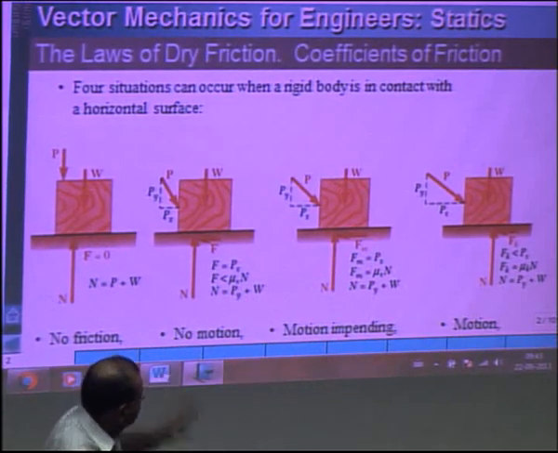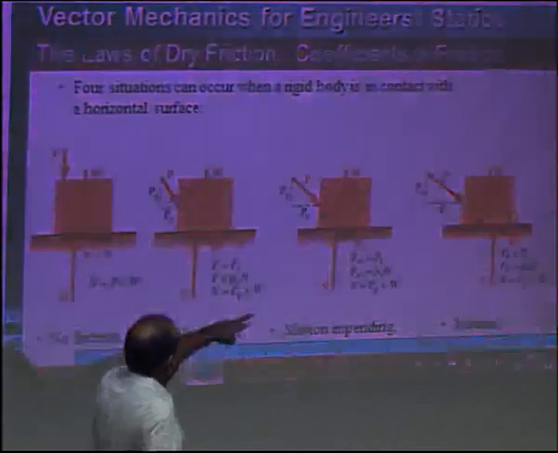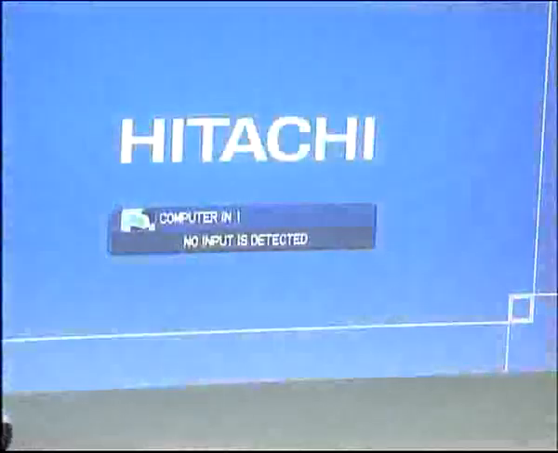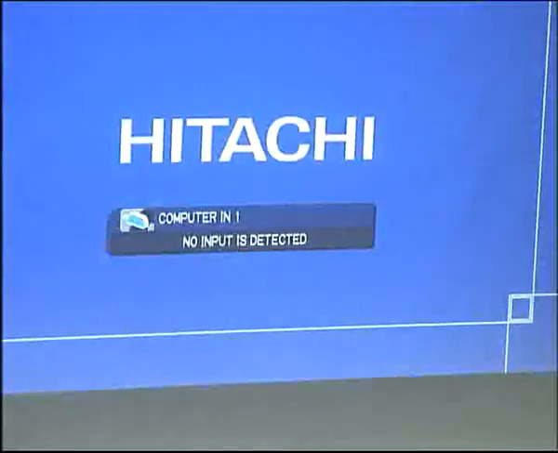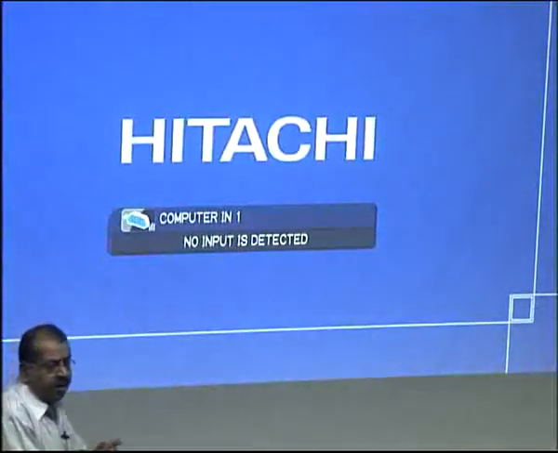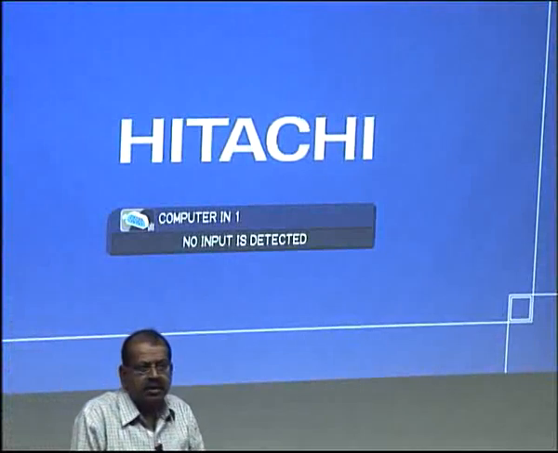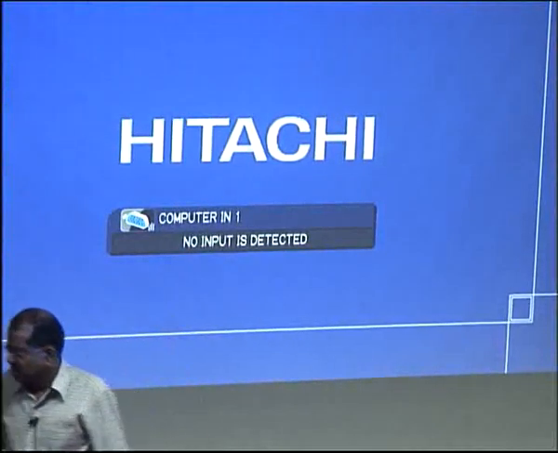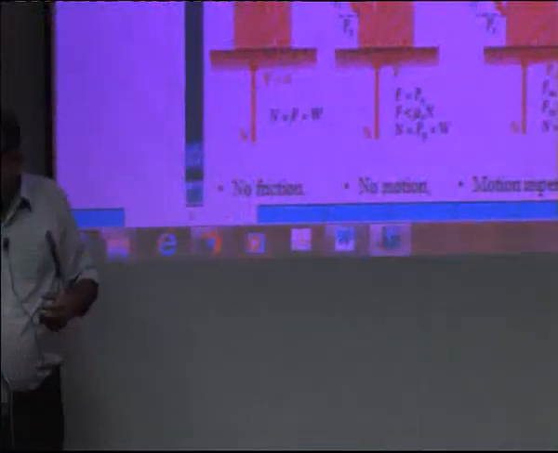But in general, when you are relating F to N, when friction and normal reaction are related, then we cannot work it out, we have to show the right direction. So, okay. This is how we work out.